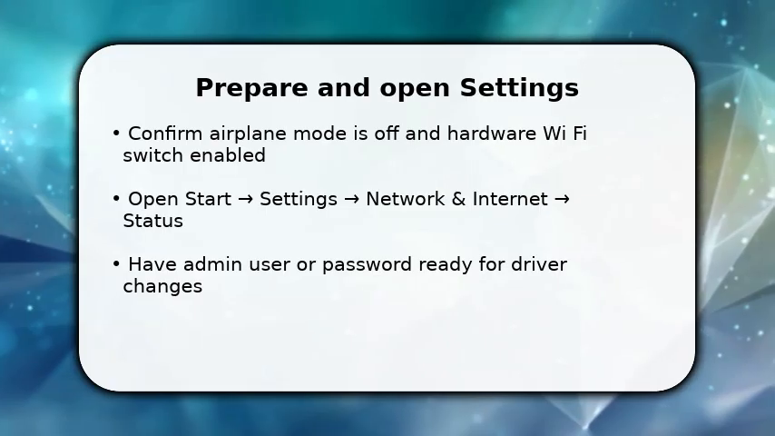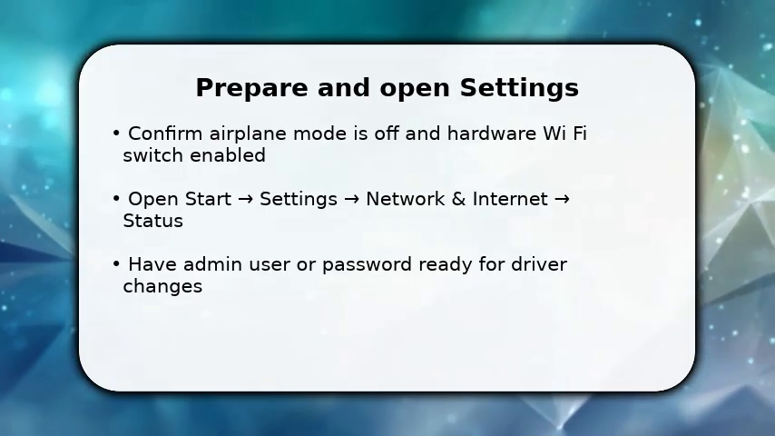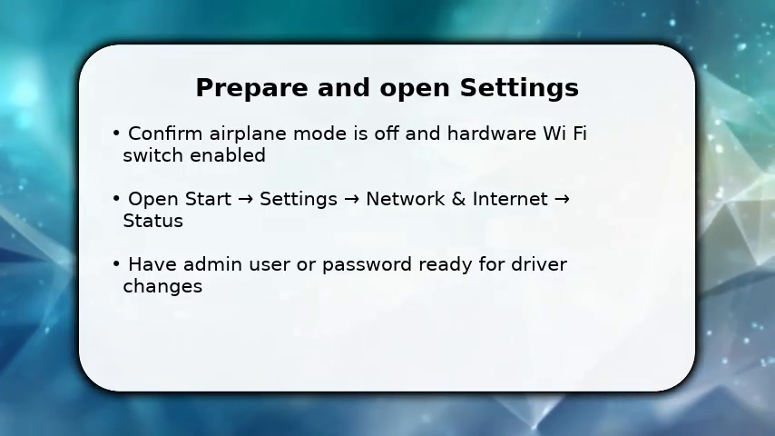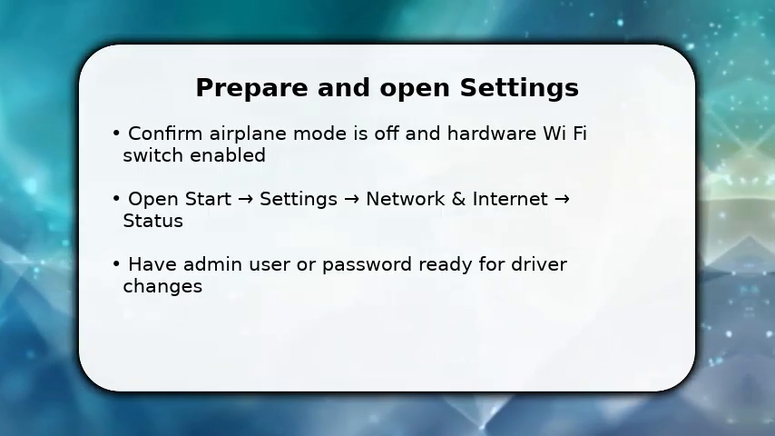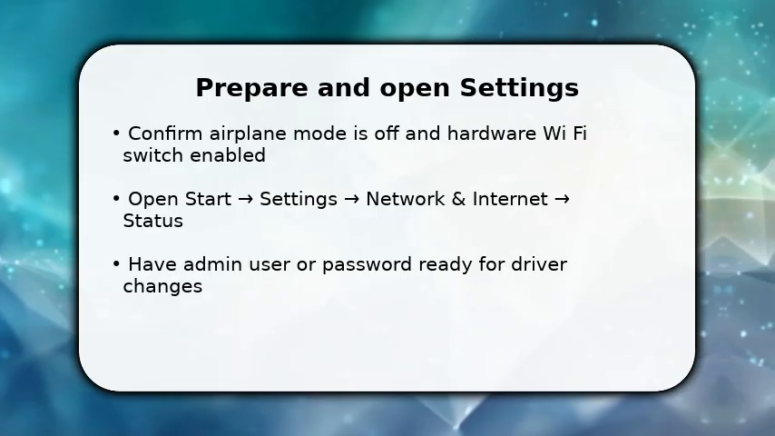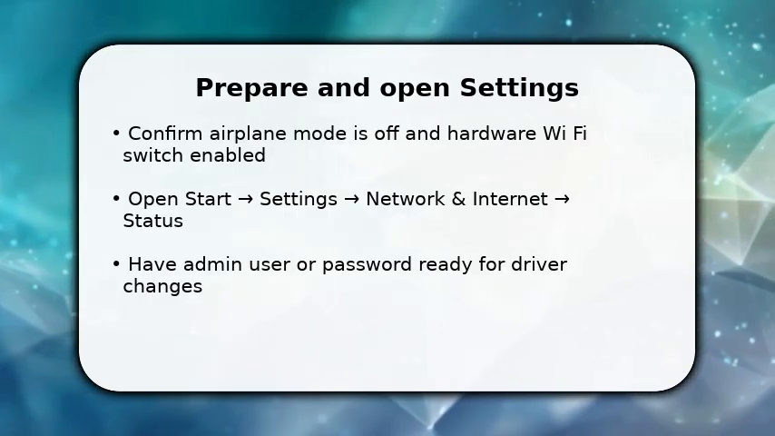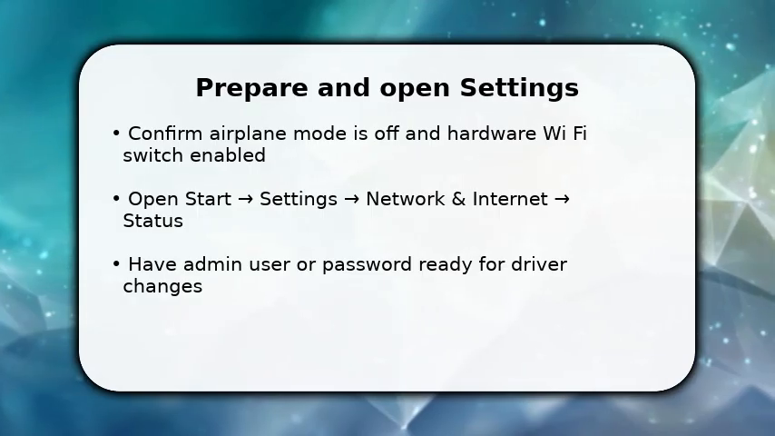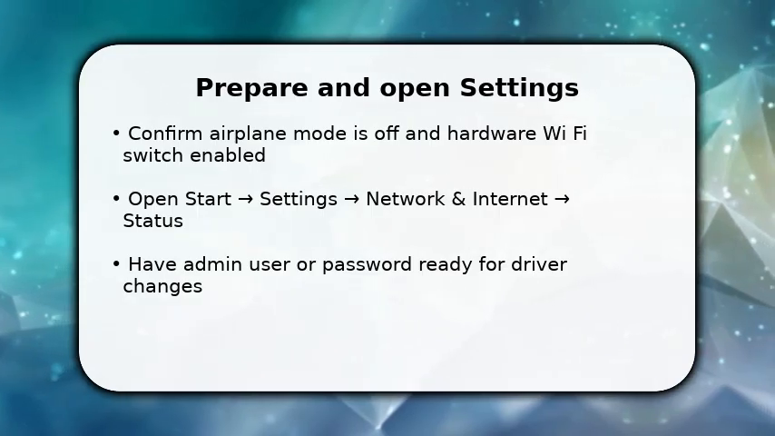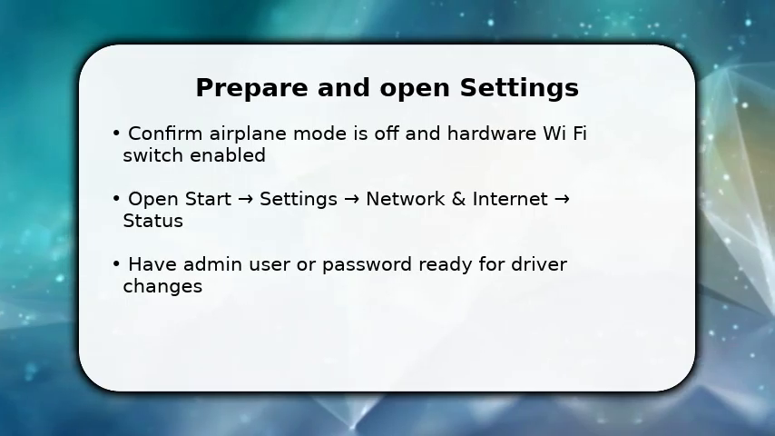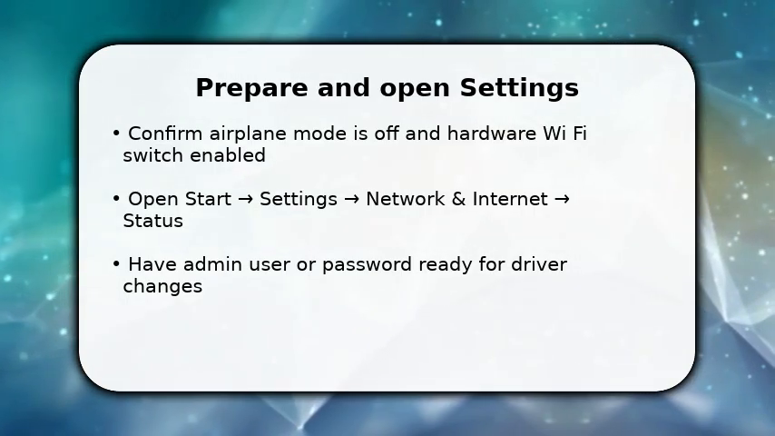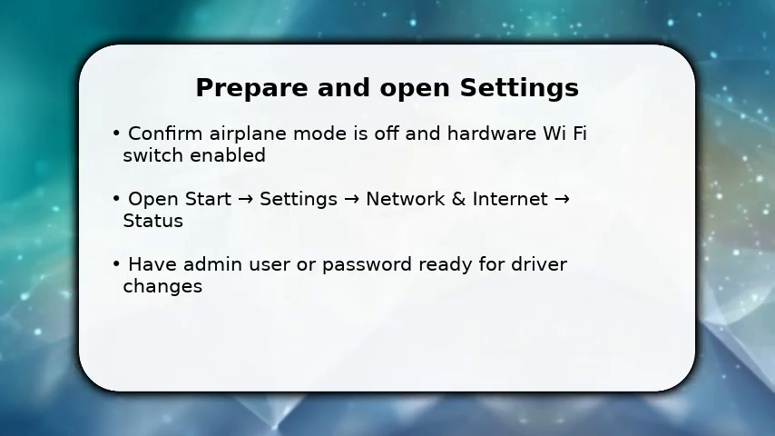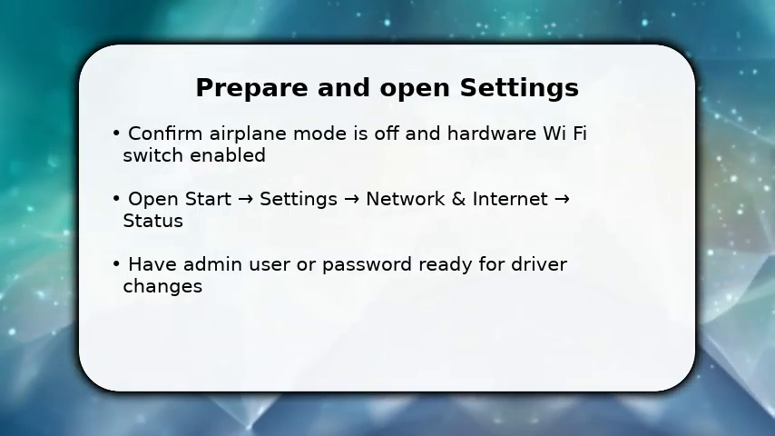Start now, make sure airplane mode is off and any laptop hardware Wi-Fi switch is enabled, because Windows can't enable a disabled radio. Open Start, type Settings, and go to Network and Internet, then Status so you're in the right place. You need admin rights for driver and adapter changes, so sign in as an administrator or have credentials ready. Once done, click Change Adapter Options to view the Wi-Fi adapter. This is where you'll begin targeted fixes.